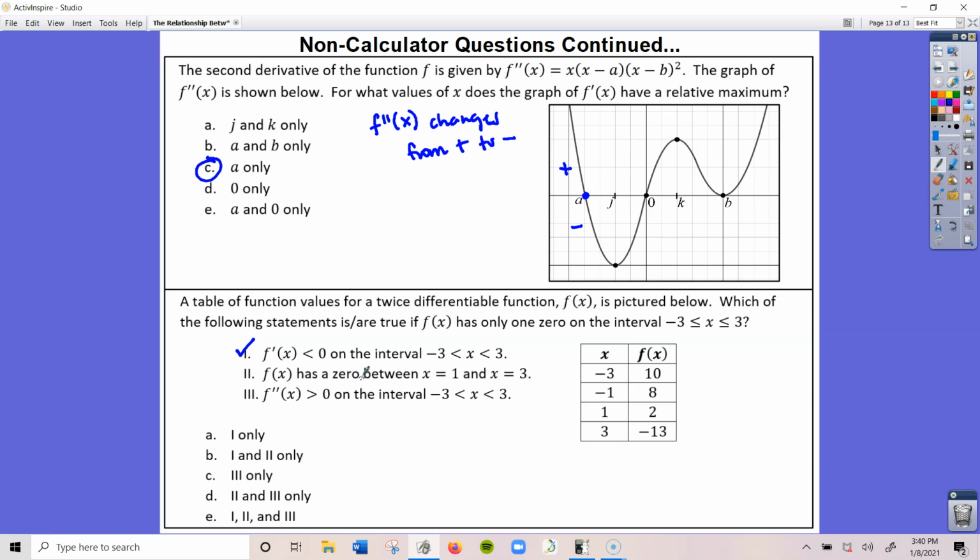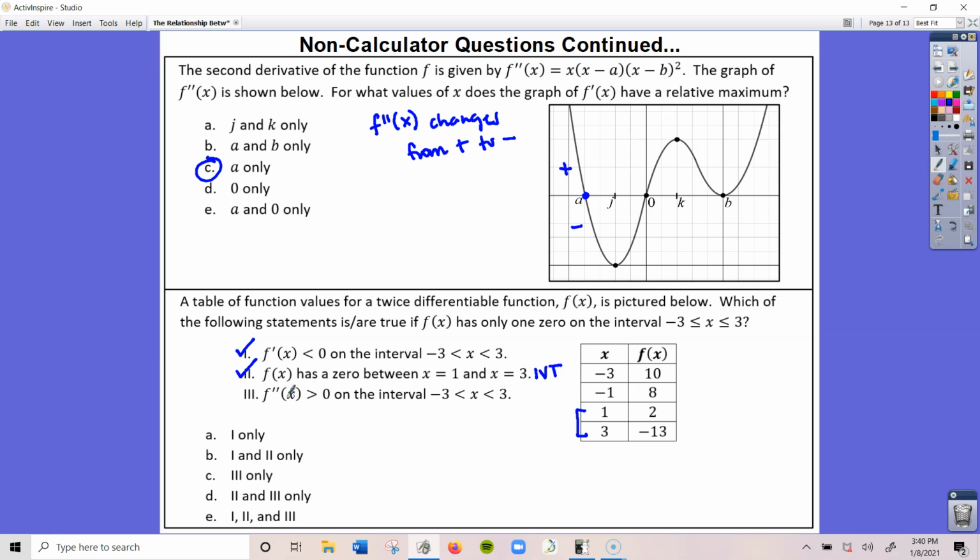F of x has a 0 between 1 and 3. Here is 1 and 3, and it goes from a positive number to a negative number, meaning that it must have crossed the x-axis at some point, which is that it has a 0 because y would equal 0. And this is also, if you remember, IVT. IVT tells us that if our values on either side, right, if one is positive and one is negative, then there must be 0 right in the middle. So this is also true.